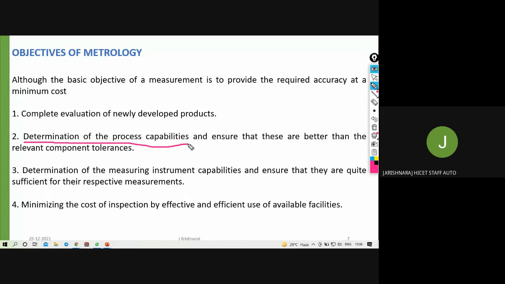Which reduces the cost of inspections. So in the easiest way, they are developed for minimizing the cost of inspection. The next.